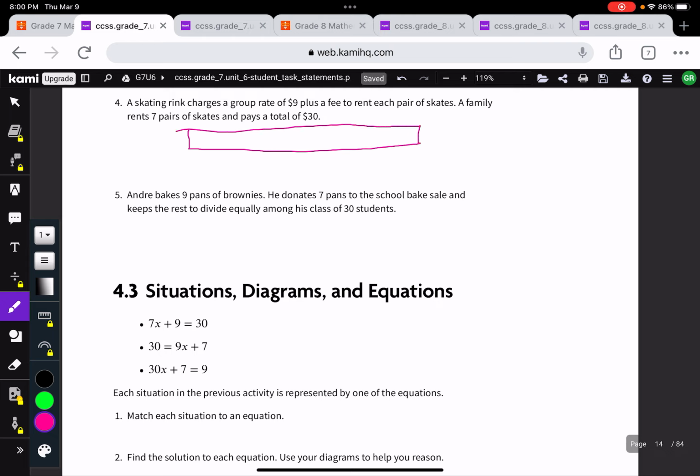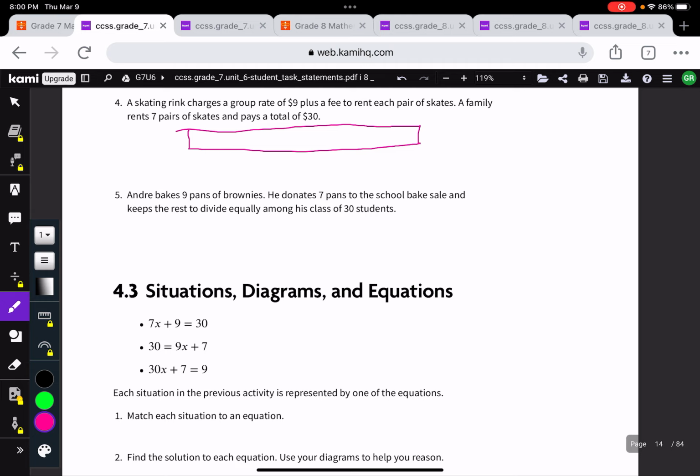A skating rink charges a group rate of $9. So no matter what, your entire group has to pay $9. Then everyone's got to rent their own skates. But if you have a group, it's $9. Group of 5, group of 10, doesn't matter. $9 group rate.